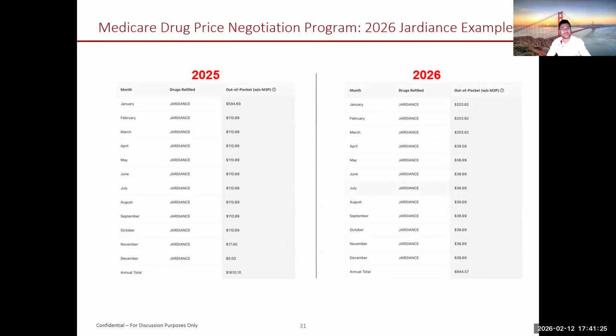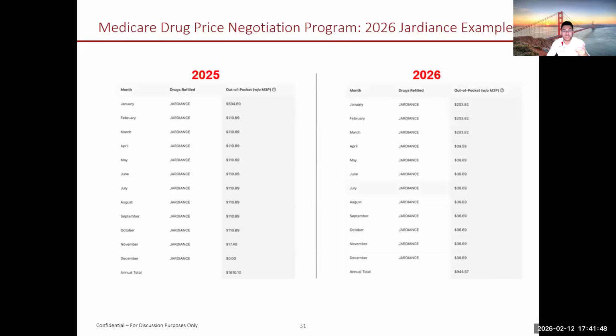But after they clear it, each month is only $37, roughly. And when you look at the bottom, the total, for the same drug, same style coverage, this year it's going to be $700 less to fill that drug through insurance. And that's directly a result of Jardiance being on the Medicare drug price negotiation program.